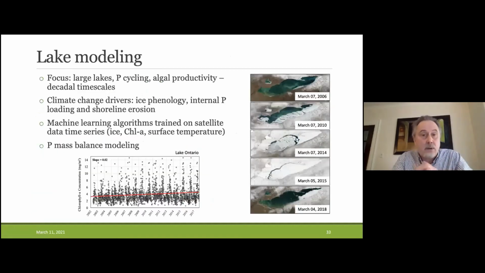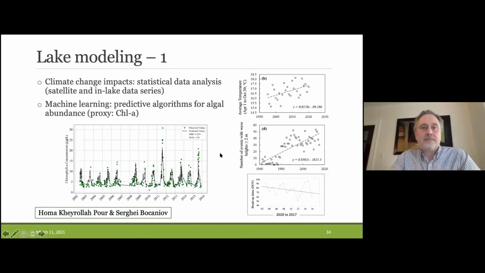Now, if we go to the lake modeling, I have a couple more slides here. Again, the focus is on large lakes, on the phosphorus cycle, on algal productivity, but also particularly on climate change drivers, ice phenology, internal phosphorus loading, and shoreline erosion. We've also been using machine learning techniques to develop algorithms trained on satellite data time series like ice phenology, chlorophyll A, and surface temperature. And then the last project I'll show is on phosphorus mass balance modeling.